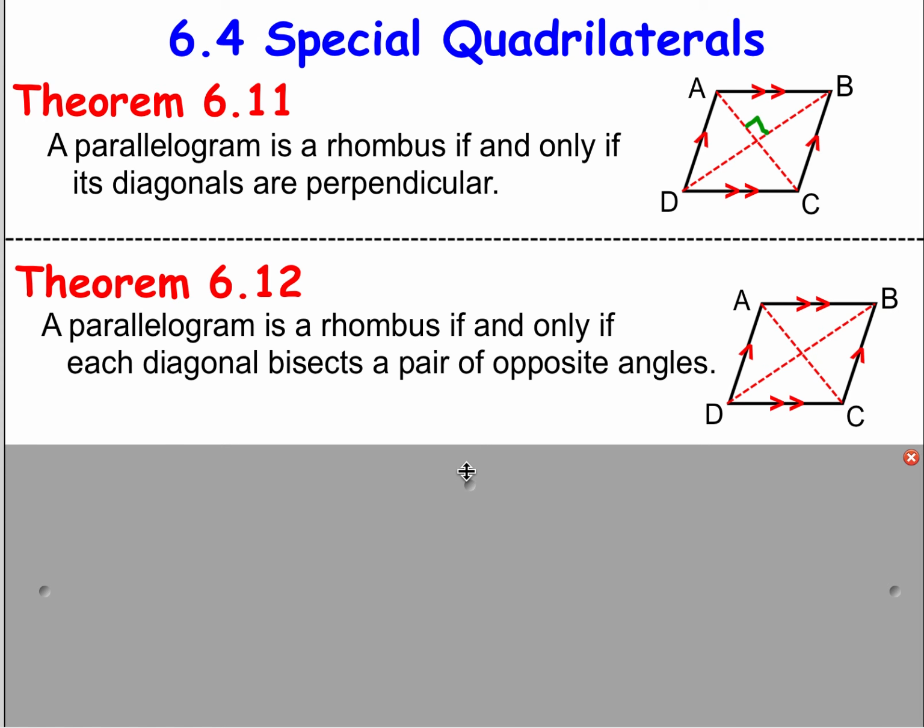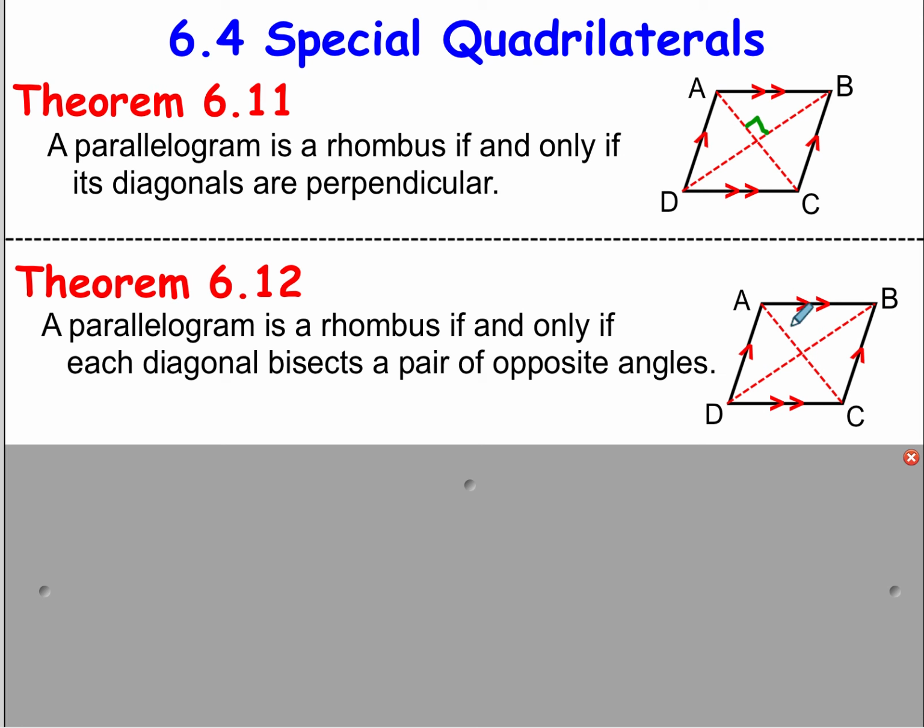Okay, also dealing with a rhombus, a parallelogram is a rhombus if and only if each diagonal bisects a pair of opposite angles. Okay, that one is kind of confusing, so let's talk about that one a little bit more in detail. Both of these are dealing with the diagonals in a rhombus. We know that a parallelogram is a rhombus if, like we just said in Theorem 6.11, this is a right angle. Well, another way we can tell that a parallelogram is a rhombus if we don't know that all of the sides are congruent. Once again, in these pictures, it does not show that the sides are congruent. So we are using other means to prove that this is a rhombus.